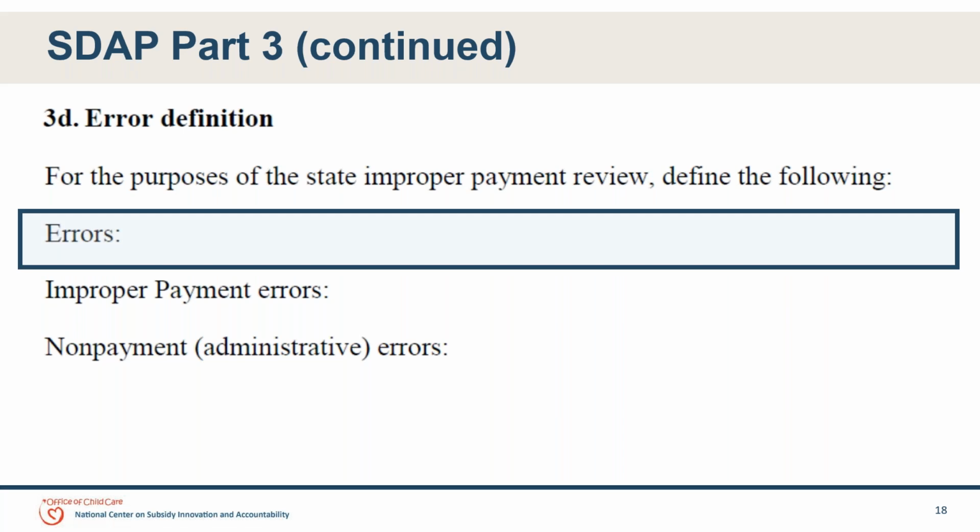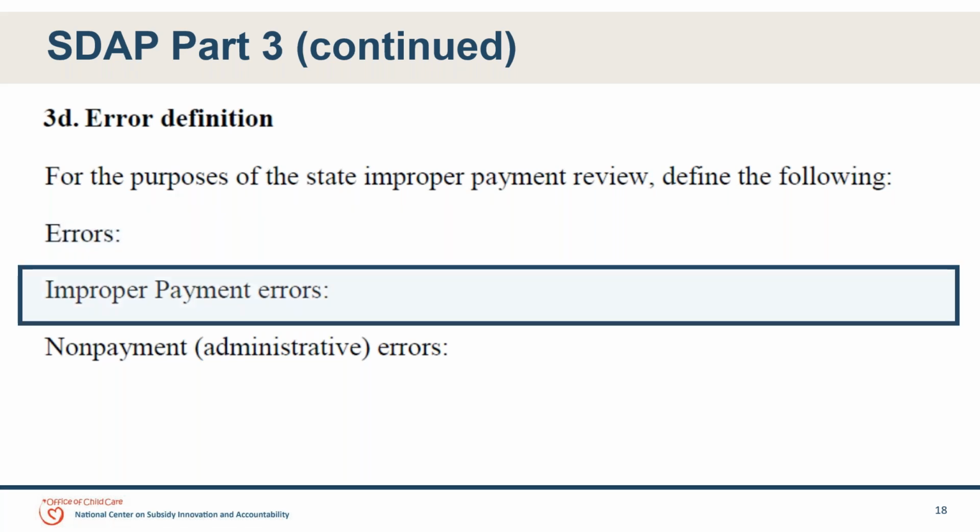The first, for errors, is general. This definition encompasses all errors that might be found in this review. And next, you'll give a definition for improper payment errors. In other words, eligibility errors that result in an improper payment.